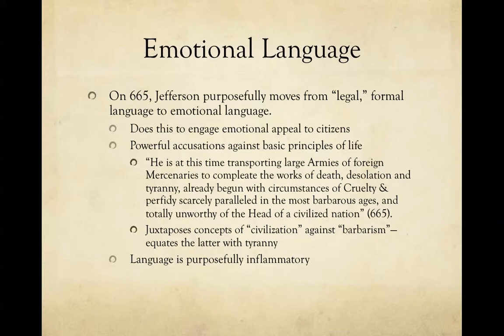He says the king is doing all of these things in order to complete works of death, desolation, and tyranny. And he uses words like cruelty and perfidy, which is a word unique to this text. But he contrasts, you see, barbarous and civilized right there. Think about how he juxtaposes terms and uses wordage that is very, very strong and very, very powerful. It's purposefully inflammatory. They're trying to get everybody angry because they know this is the beginning of what could be a very serious war.